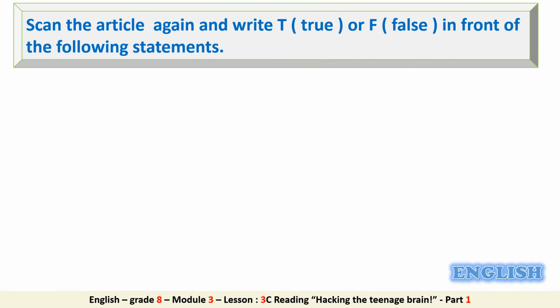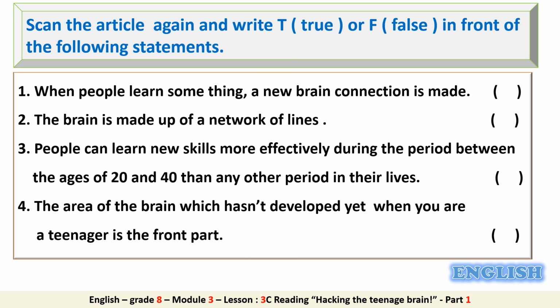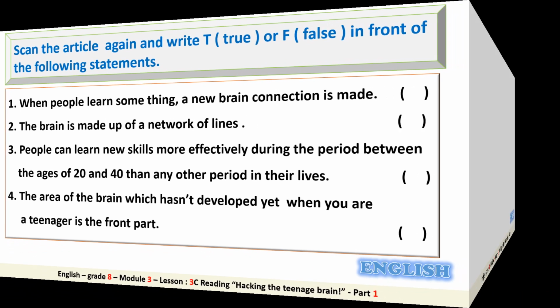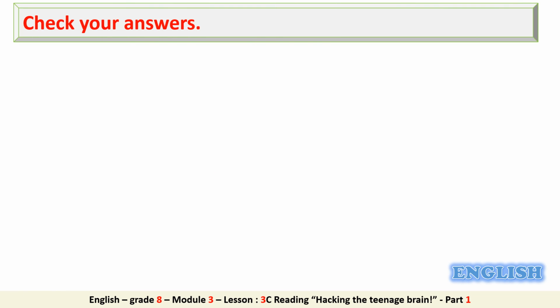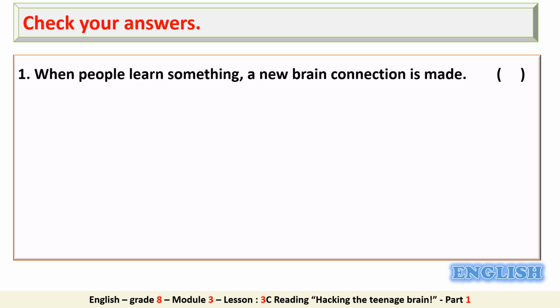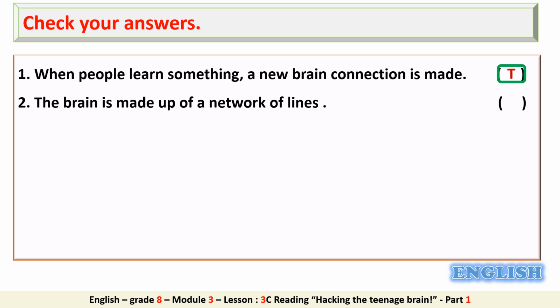Now, scan the article for the last time, then decide if the following statements are true or false. Write T in front of true statements or F in front of false statements. Then check your answers with your teacher. Now check your answers. 1. When people learn something, a new brain connection is made. True. 2. The brain is made up of a network of lines. False. Why? Because it is made up of a network of connections.